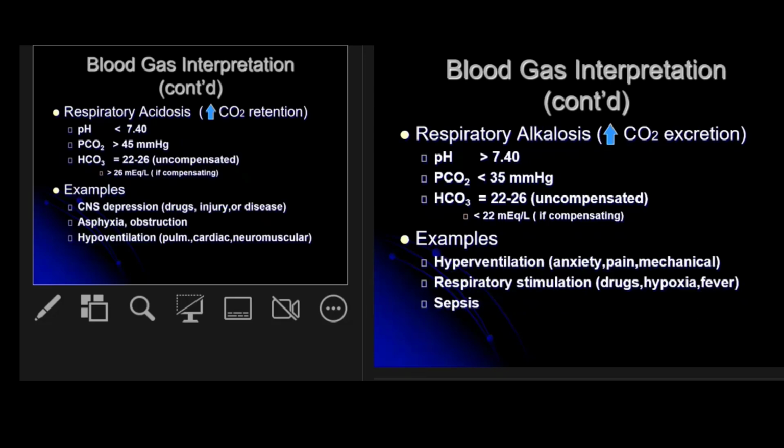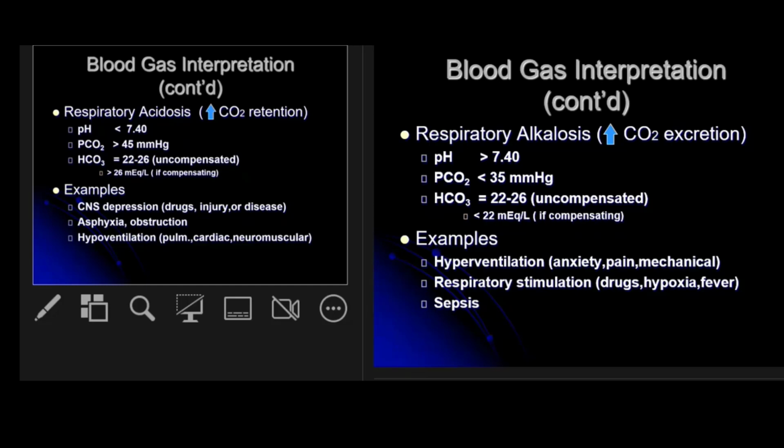So if we look at respiratory acidosis, that implies that we have increased CO2 retention. Our pH is less than 7.40 and our CO2 is greater than 45. Our bicarbonate, if it's uncompensated, will be in the normal range, 22 to 26. And if it's partially compensated or compensated, then it will be greater than 26.